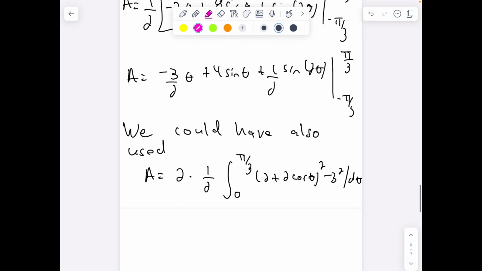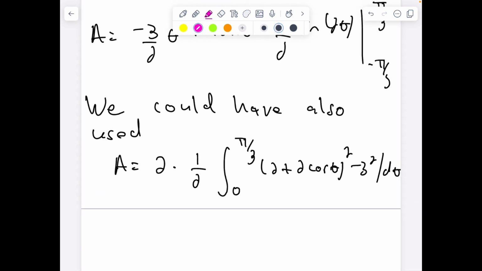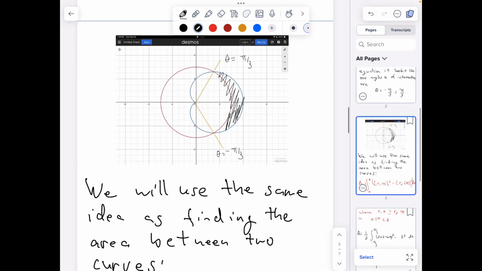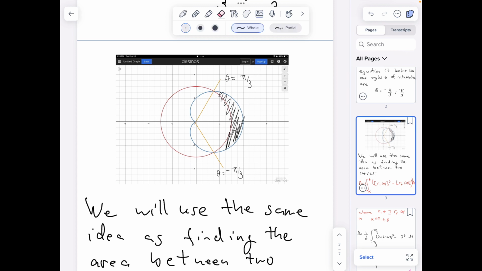Now, we could have also used 0 to pi over 3 and the difference between the squares of those two functions. Here I'm using symmetry, because if you look back at the shape, the region from 0 to pi over 3 is the same as the one from minus pi over 3 to 0. We use a lot of symmetry here just to simplify things. Don't get me wrong, minus pi over 3 to pi over 3 still works, except you might have to do a little bit more arithmetic. That's all I'm saying with that.